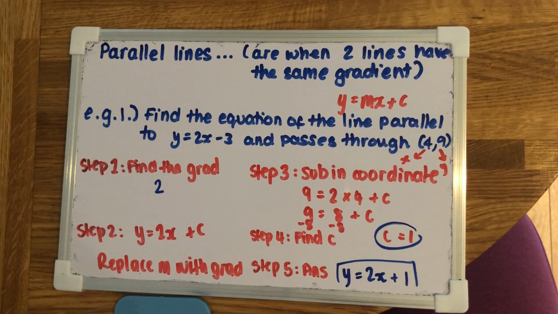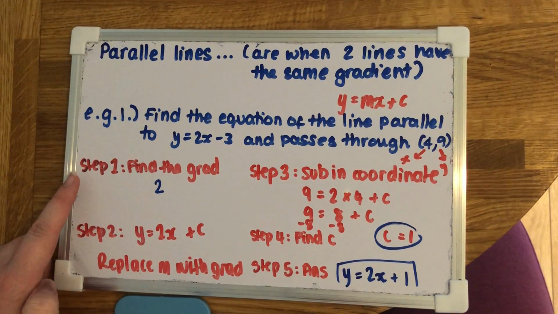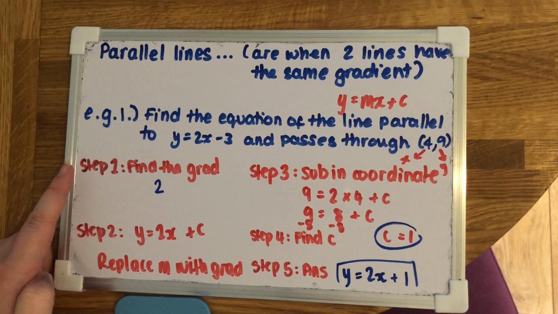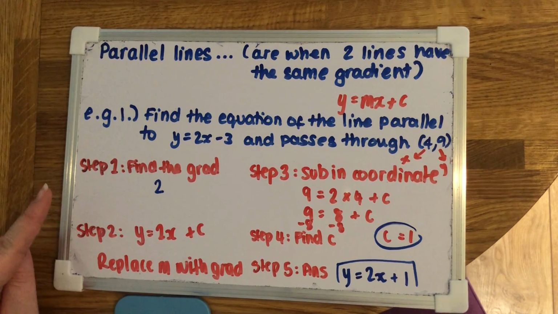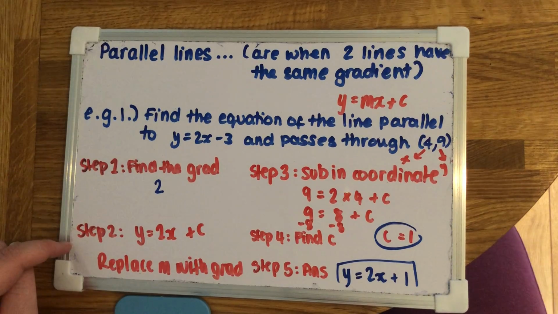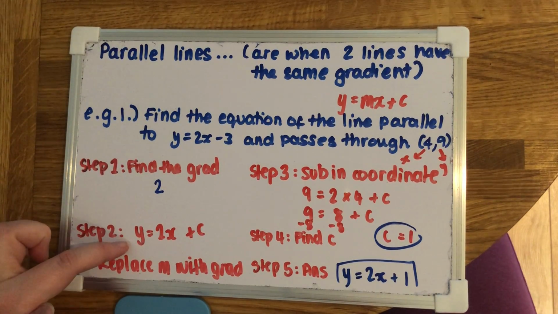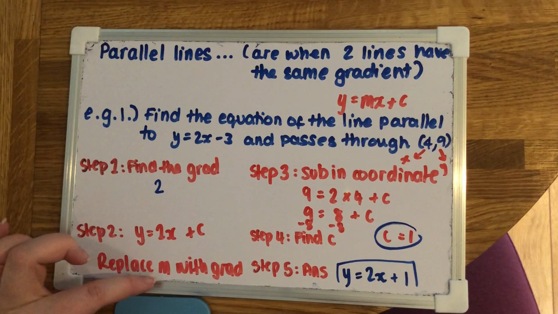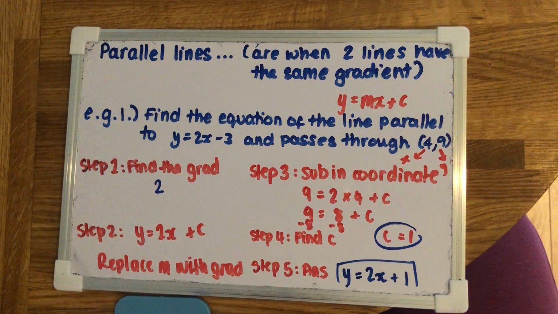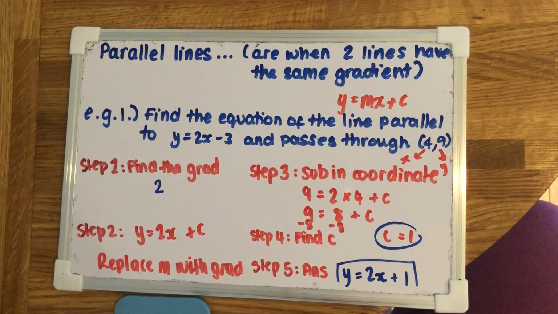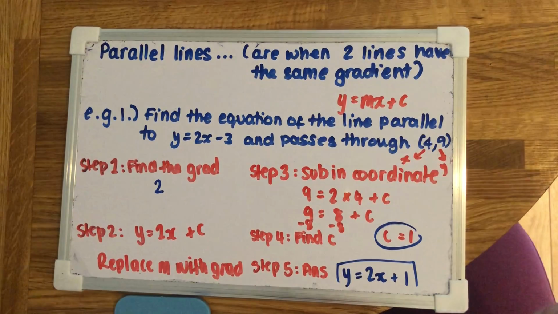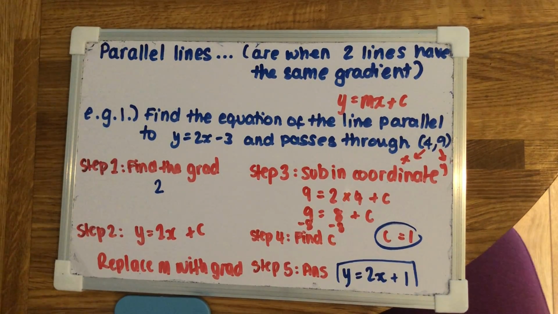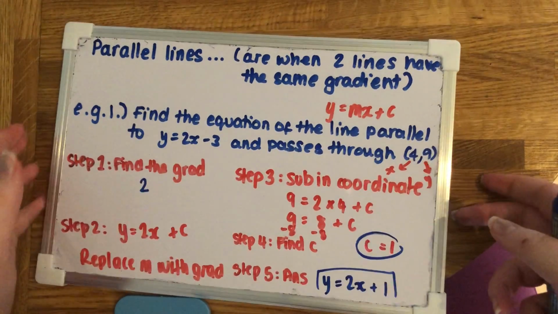Now if you follow these steps, you will get the right answer every single time, okay? So step 1, find the gradient of the line, okay, because the gradient of the line that you're looking for will be the same because they're parallel. Next one, step 2, we write out the general equation of a linear line, but we replace the m with the gradient that we've just worked out. Step 3, we sub in the coordinates, we know which one's x and which one's y. Step 4, we solve the equation to work out what c is. And step 5, just write down the answer at the end. Okay, we'll do another one.